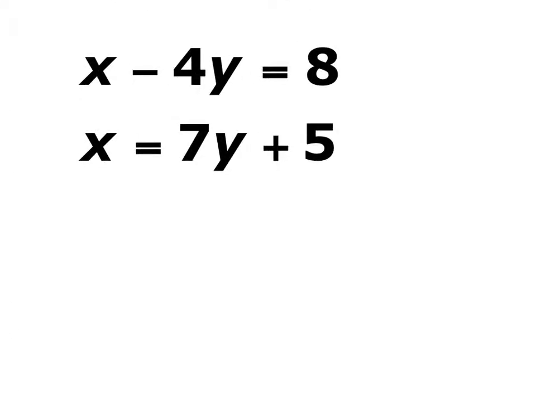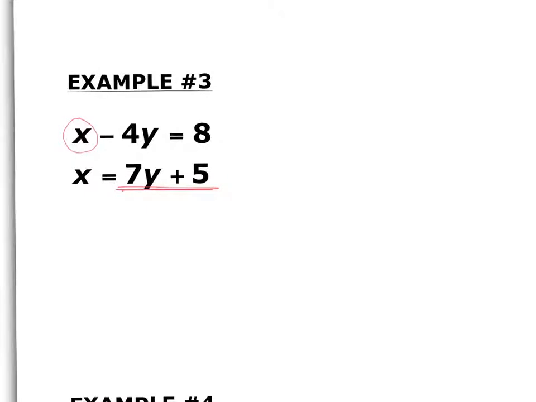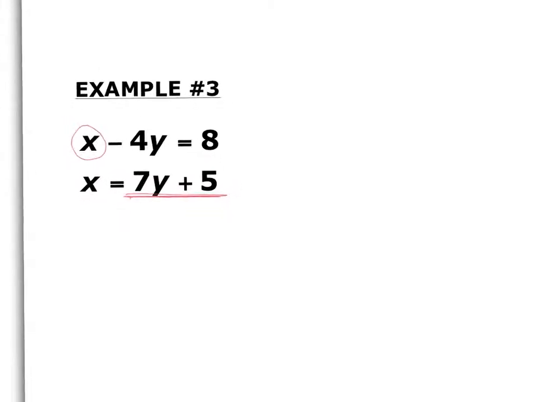And our first step is to figure out which one has a variable solved for. And we once again see that the bottom guy has x solved for. So we're going to want to plug that into our x. Okay, so let's rewrite that top equation. So we have 7y plus 5 minus 4y equals 8.